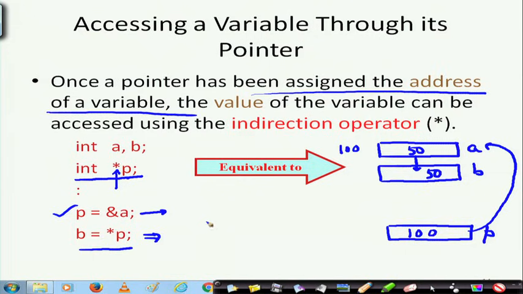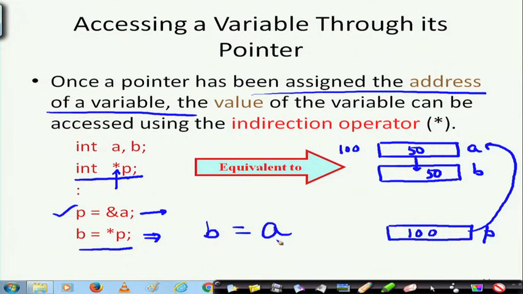That means, I could have done B assigned A, but I am not doing that. Instead, just note my two English statements. One is, the value of A is being assigned to B, or B is being assigned the value of A, statement number 1. Statement number 2 is, B is being assigned the value of the variable that is being pointed at by P.